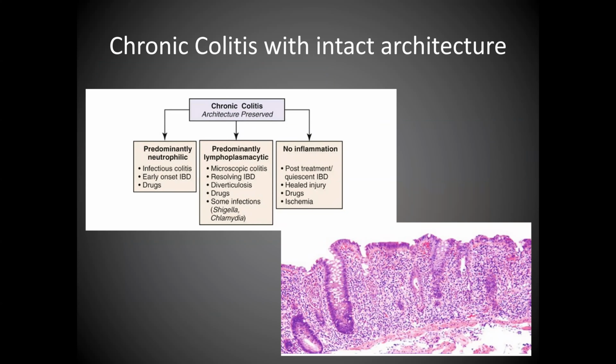So one of the challenges, what do we do with chronic colitis with preserved architecture? Where does this fit? If we're seeing predominantly neutrophils, you want to think about infection versus early onset IBD, maybe drug reaction, allergic type drug reaction. If it's predominantly lymphoplasmacytic, well, you may have microscopic colitis or lymphocytic colitis. You might have resolving IBD, diverticular disease less frequently, some drugs, some infections like Shigella and so forth. If you're not seeing any inflammation, just preserved architecture, well, it may be normal. Or you could have some other sort of healed injury with just mild changes, quiescent IBD kind of thing. Ischemia also enters into that differential as well.